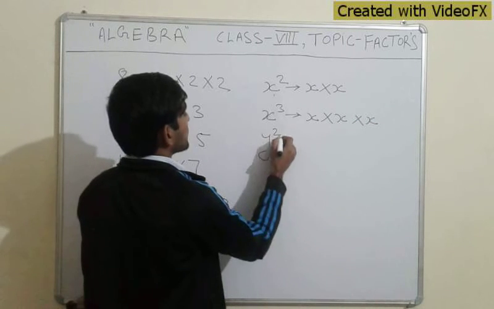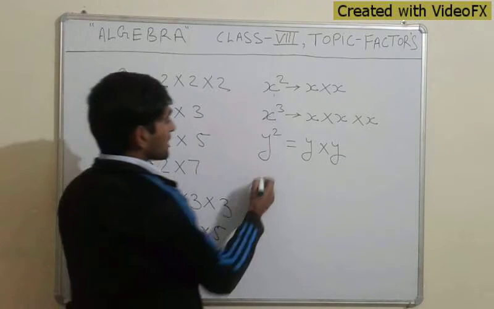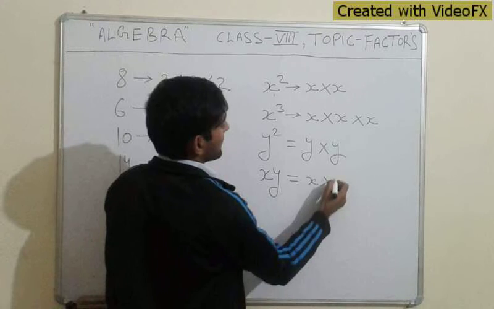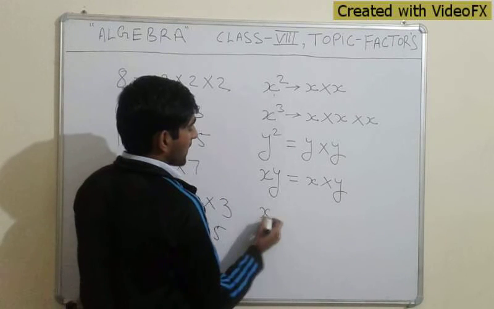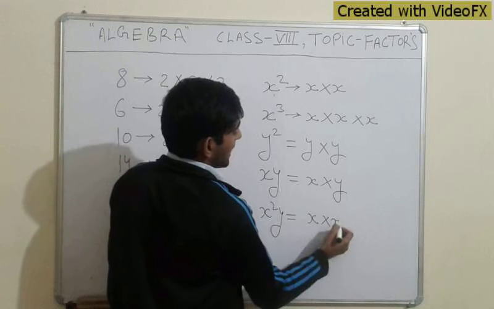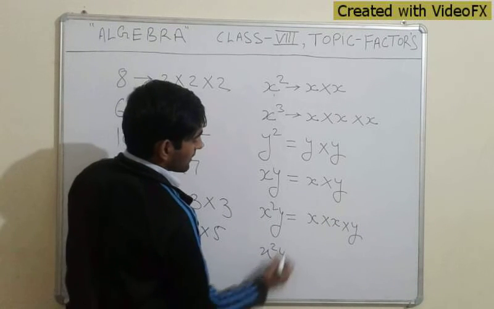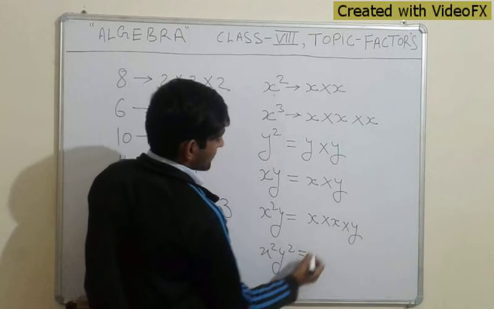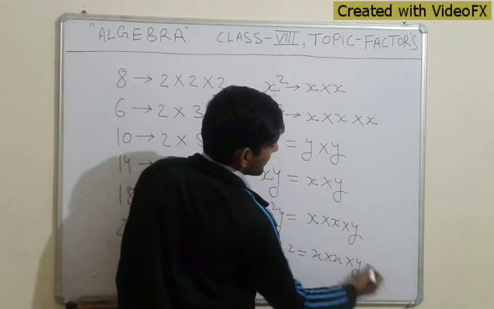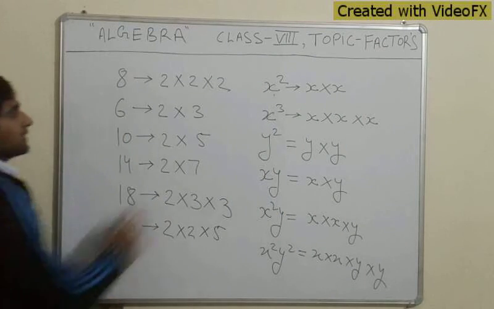Factors of y square are y multiply y. Factors of x into y are x multiply y. Factors of x square y are x multiply x multiply y. Factors of x square y square are x multiply x multiply y multiply y. These are the factors in algebra we use.